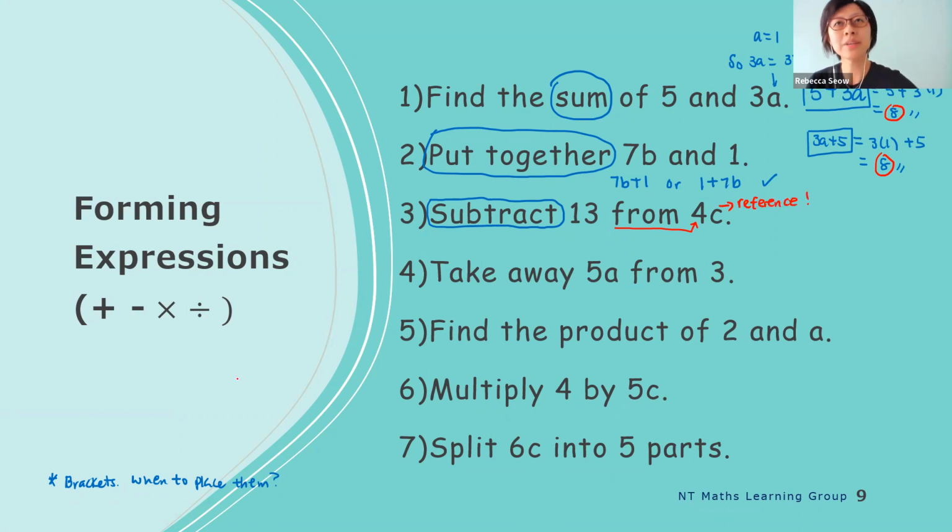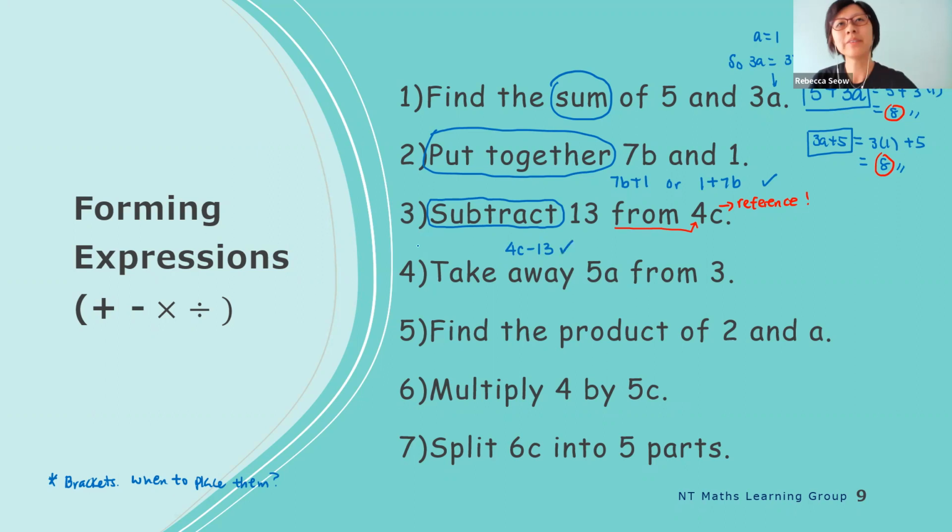So the answer should be 4c take away 13. Just take note about subtraction. Now, any idea if we can switch it around? Can it be 13 minus 4c, since we know the reference point is 4c? Cannot. So be really careful about this. There's only one answer for number 3.